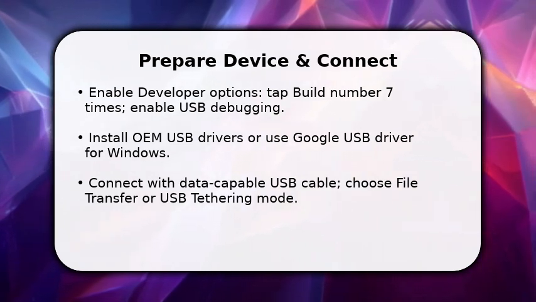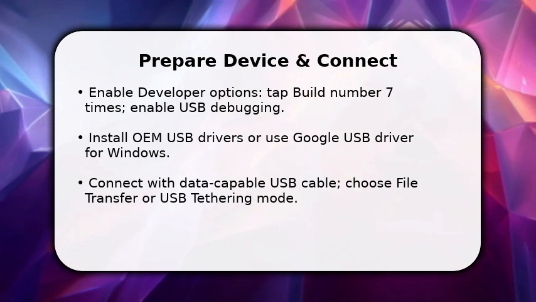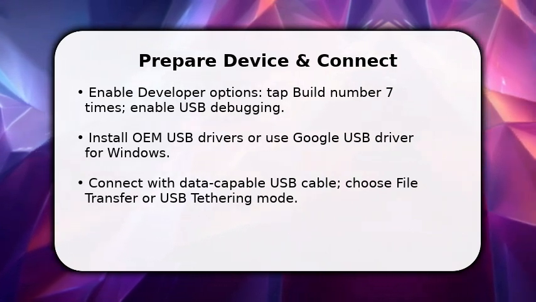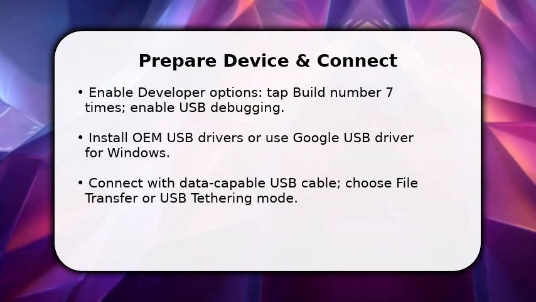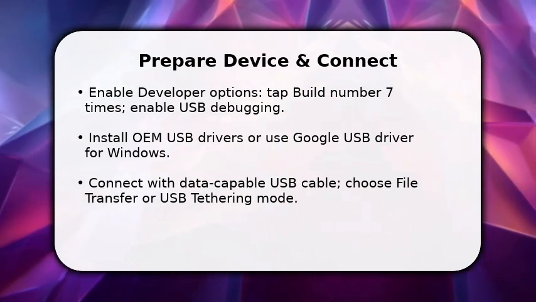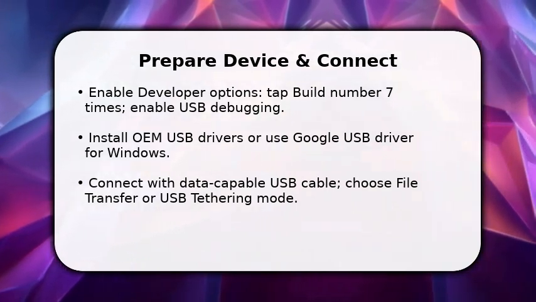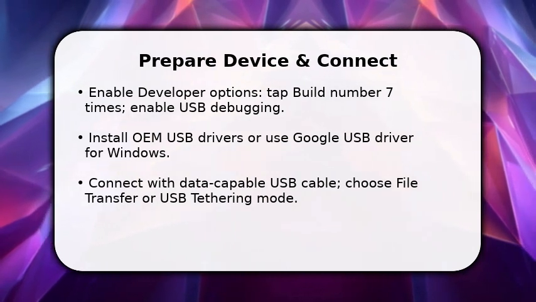Plug a data-capable USB cable into your device, confirm the connection type as file transfer, and accept the RSA key prompt on the phone when it appears. Once done, open Android Studio and watch for your device in the device chooser.